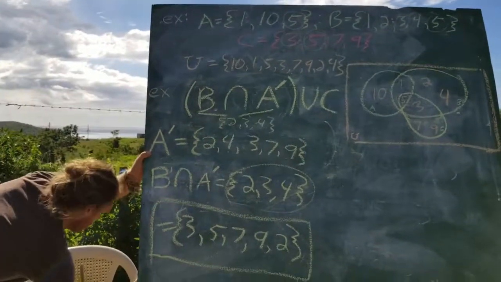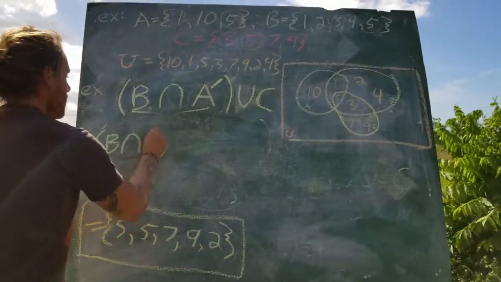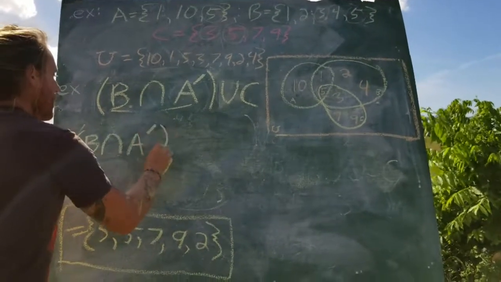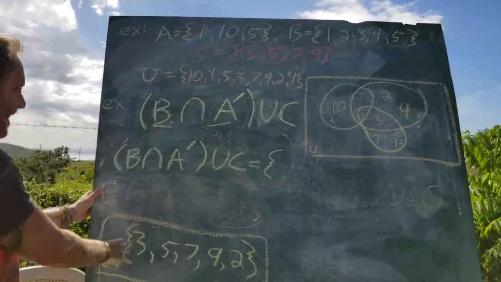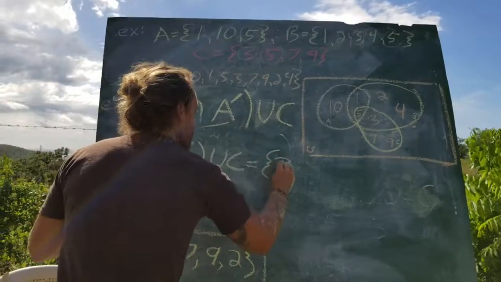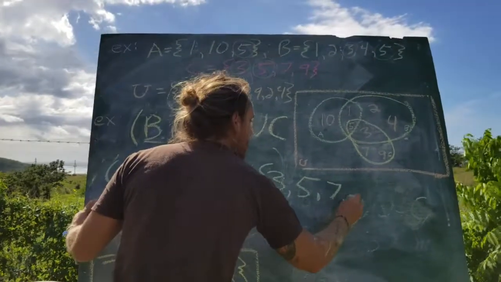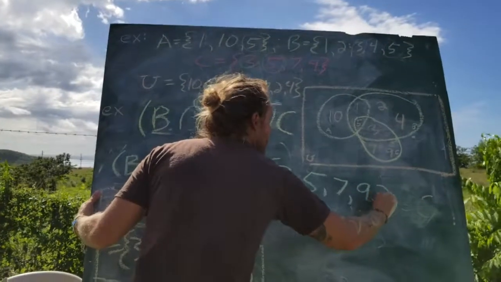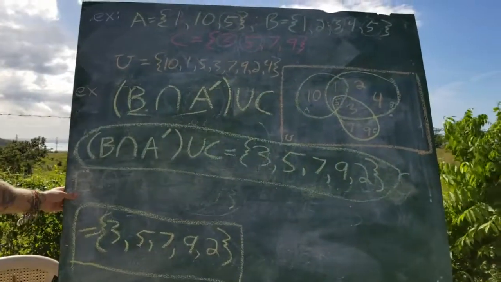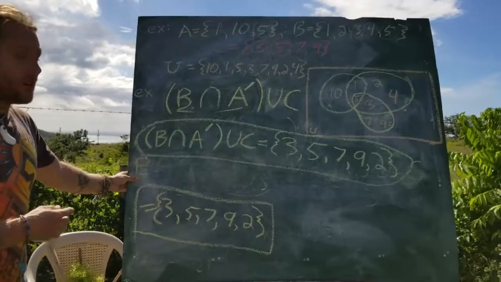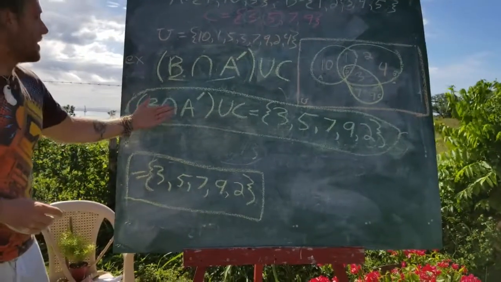So let's write this in a final form so we know what we're saying. So we're saying the expression is equal to the set consisting of the elements 3, 5, 7, 9, and 2. Very good job. That one was a little bit challenging, I think. So here's something. The way you could describe the set consisting of these elements is by using this expression.